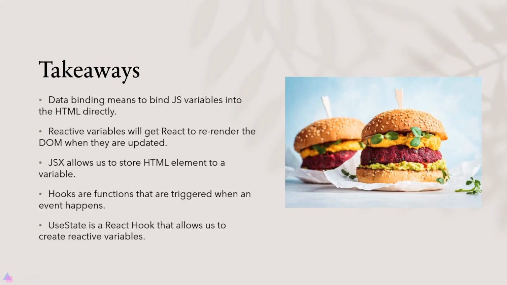Alright, key takeaways for this lesson. Data binding means to bind JavaScript variables into the HTML directly. Reactive variables will get React to re-render the DOM when they are updated, and JSX allows us to store HTML elements in a variable. Hooks are functions that are triggered when an event happens, and the useState function is a React hook that allows us to create reactive variables.